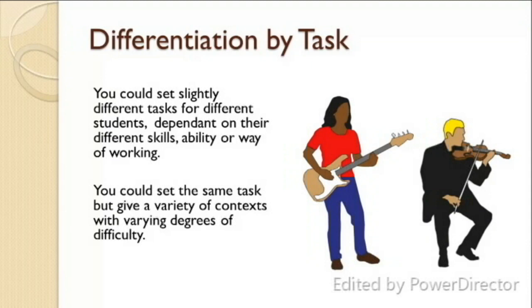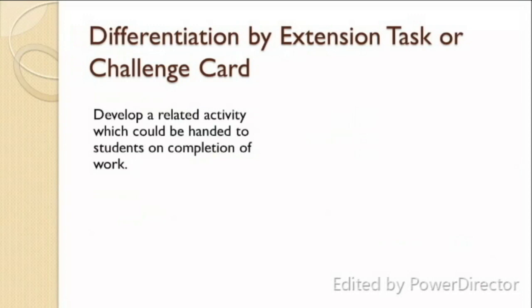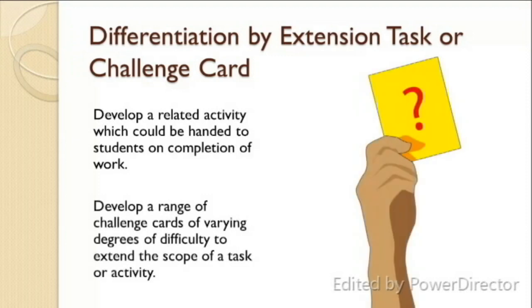According to Howard Gardner's multiple intelligences, we know that every student is unique and they have their own unique styles. So tasks should be differentiated accordingly. Differentiation by extension task or challenge card. Develop a related activity which could be handed to students on completion of work. Develop a range of challenge cards of varying degrees of difficulty to extend the scope of the task or activity. This will keep the children who are gifted and talented quite challenged.